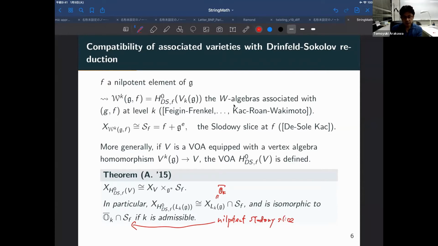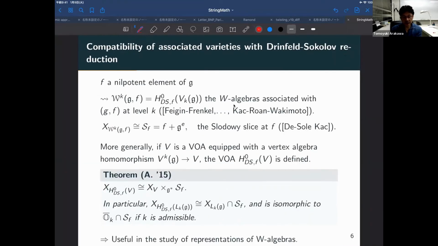This compatibility is quite useful in the study of representations of W-algebras. So the application to the representation theory of W-algebras was my original motivation to study such varieties. But it turned out it's also useful in the so-called 4D/2D correspondence.